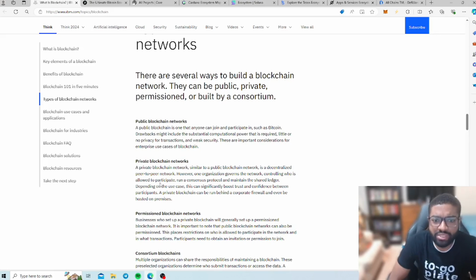A public blockchain is one that anyone can join and participate in, such as Bitcoin. Drawbacks might include the substantial computing power that is required, or little or no privacy for transactions, and weak security. These are important considerations for an enterprise's use case of the blockchain.